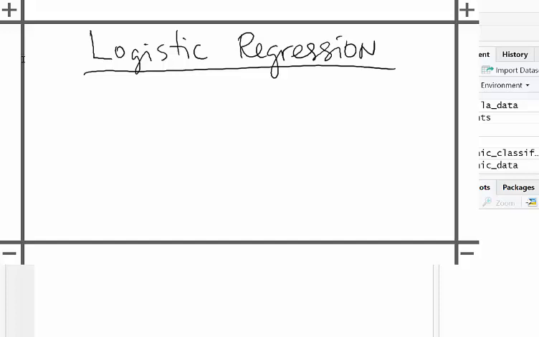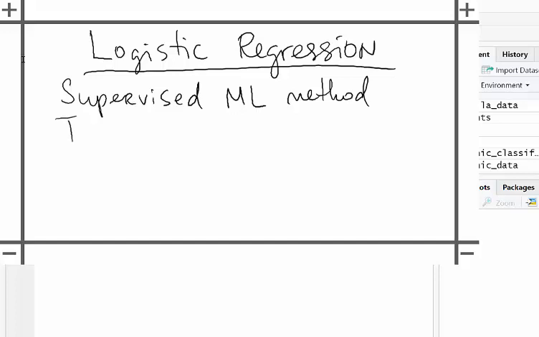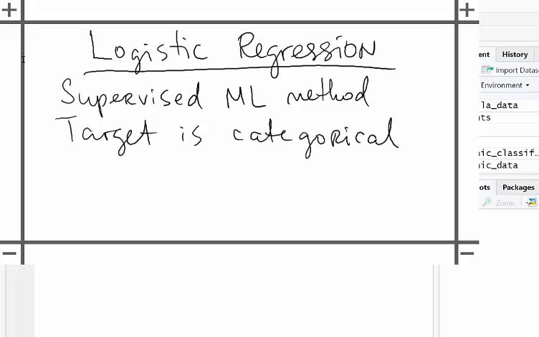So logistic regression is a supervised machine learning method. And the target in this case is categorical. Specifically, we're going to turn our attention to the case when the target is 0, 1. 0 for no and 1 for yes.